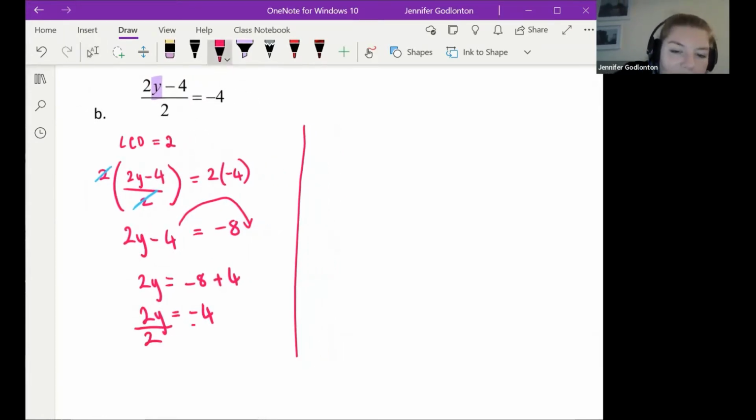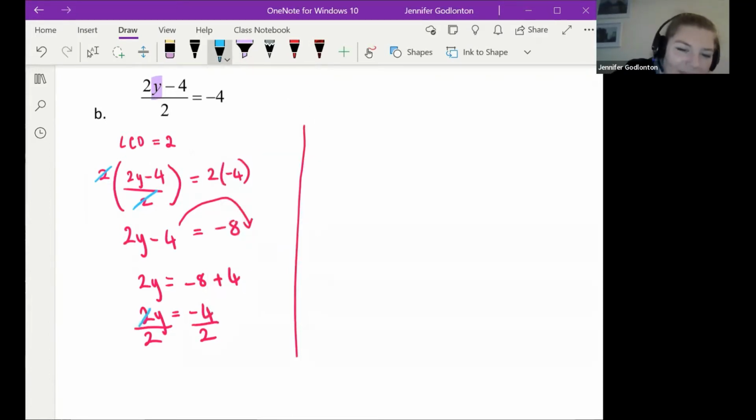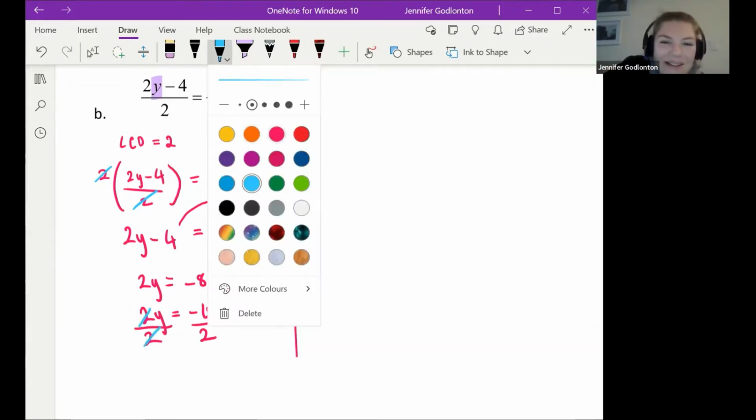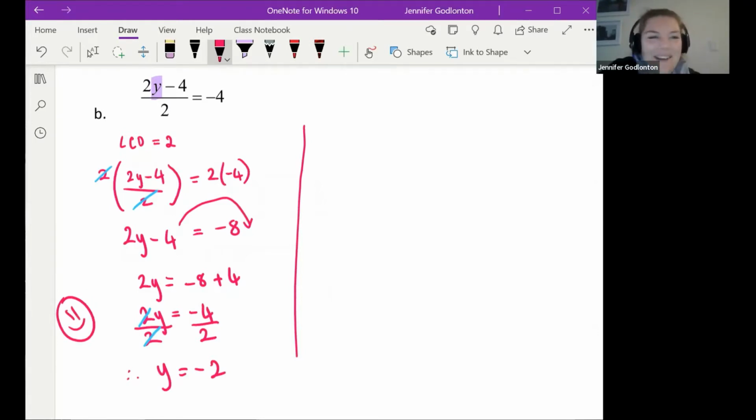Why am I dividing both sides by 2? Because it's 2y, so then you can cross the 2's out. Excellent. And so then what does my final answer become? It would be -2. Excellent. Well done, Sana. Lovely.